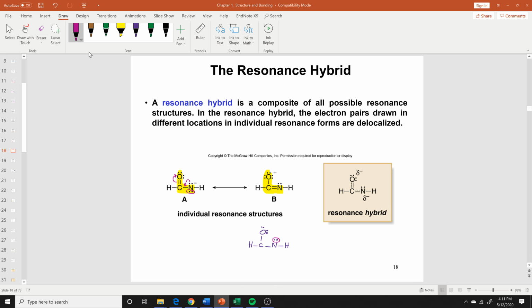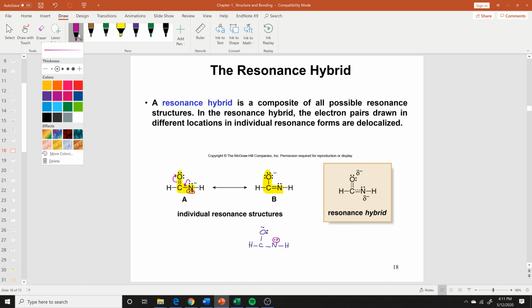You don't put them. Now, after you do this, then you go ahead and see where the electrons are moving. They are moving between the oxygen, carbon, and nitrogen. Between the carbon and the nitrogen, it was a double bond in one structure, and in another structure it's a single bond.